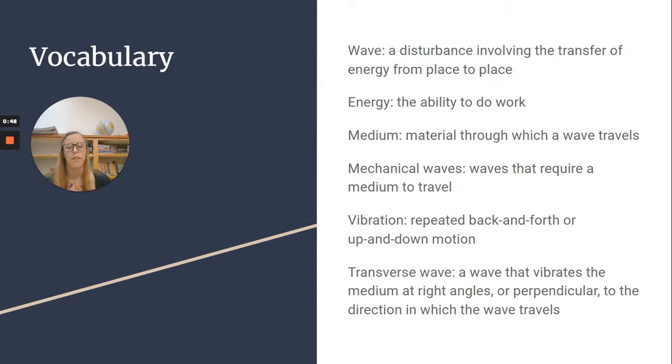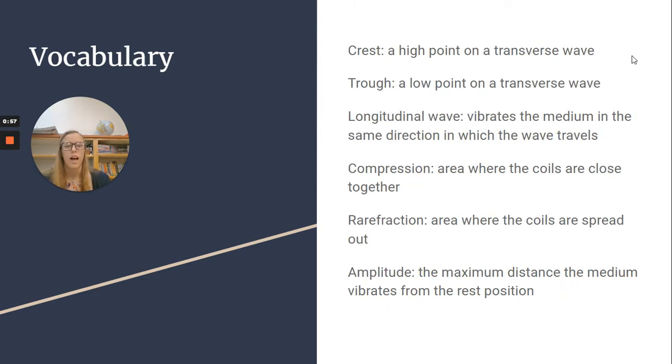A transverse wave is a wave that vibrates the medium at right angles or perpendicular to the direction in which the wave travels. A crest is a high point on a transverse wave, and a trough is a low point on a transverse wave. A longitudinal wave vibrates the medium in the same direction in which the wave travels. Compression is area where the coils are close together. Rarefaction is area where the coils are spread out.